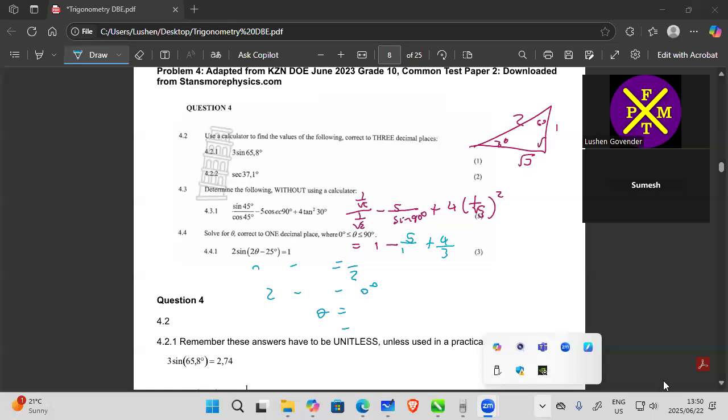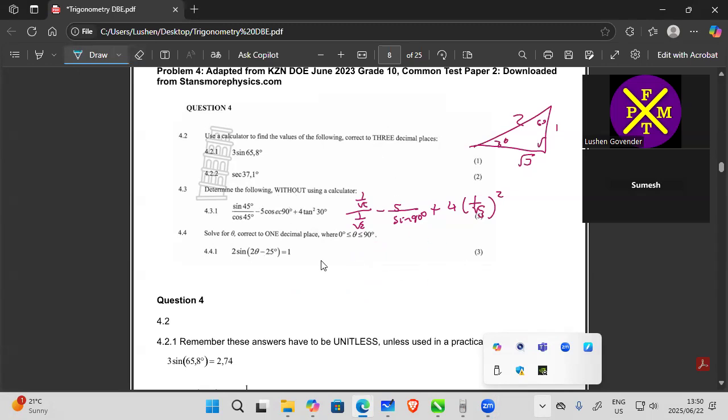Yeah, it's stating, right? If we redo this question here, if you look at sine 45 and cos of 45, looking at the special angle triangle, you get 1 over root 2 and 1 over root 2. That part we know. Here we get minus 5 over sine of 90. See, cosec of 90 is 1 over sine of 90.